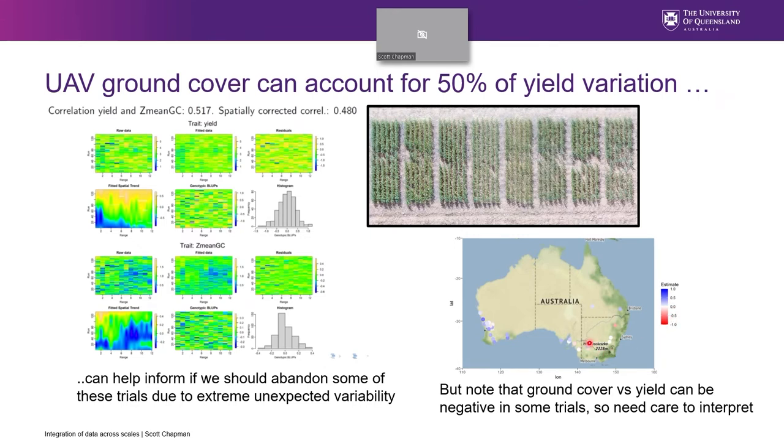So sometimes you'll see these negative correlations between the variability of ground cover and the variability of yield. And those come about because sometimes crops that grow too fast too early in the season will run out of water in our environments, and so that will set them back.